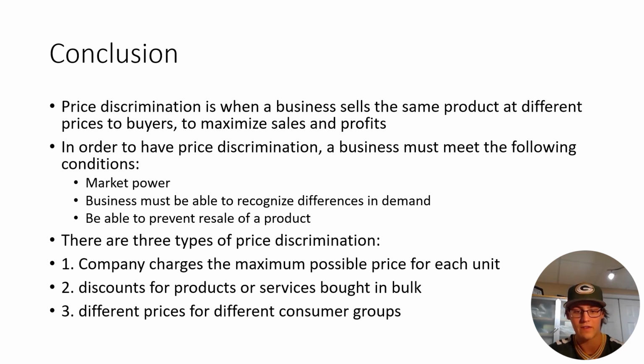So, in conclusion, price discrimination is when a business sells the same product at different prices to buyers to maximize sales and profits. In order to have price discrimination, a business must meet the following conditions. Market power, it must be able to recognize differences in demand, and lastly, be able to prevent resale of a product. And as well, there are three types of price discrimination. A company charging the maximum possible price for each unit, discounts for products or services bought in bulk, or lastly, different prices for different consumer groups.